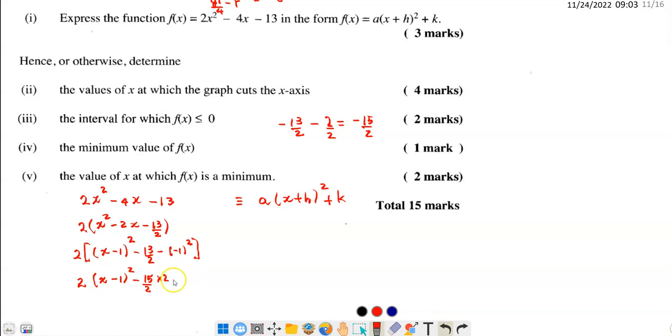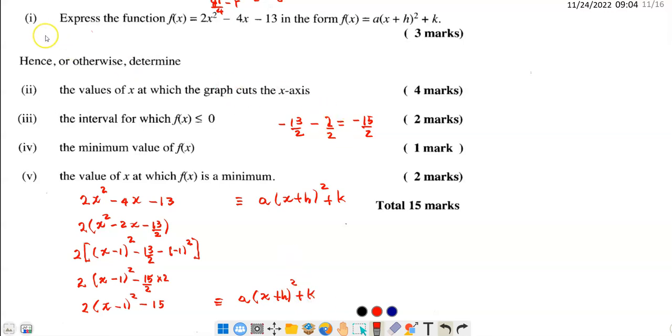So what we have there is just minus 15 because that cancels out. So what we have there is just 2 into x minus 1 all squared minus 15, and that is now identical to what they asked you to write the function as. So we have a into x plus h all squared plus k.